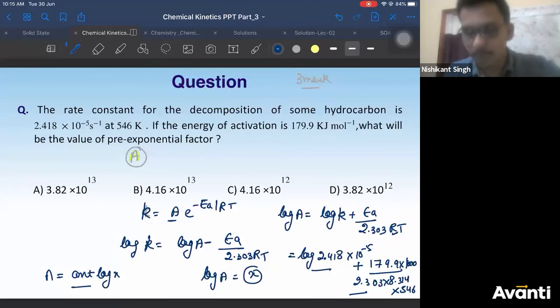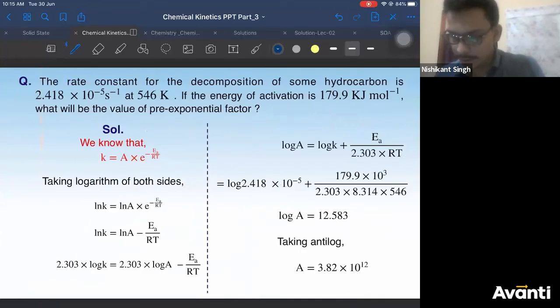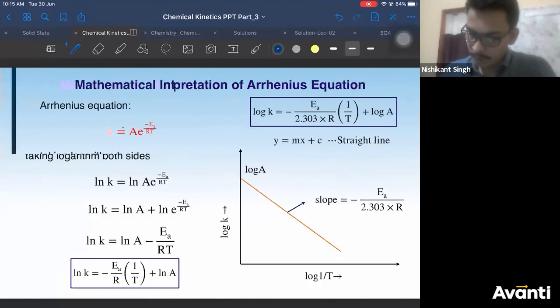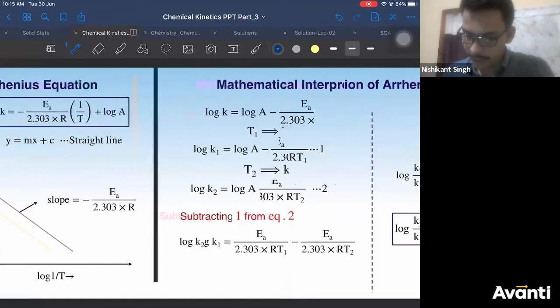So I'm not doing the calculation part here. You need to do the calculation part yourself, right? It is already done here and kept here. So log A will come out to be this much. Take anti-log on both sides. So you'll get this answer, right? Yeah. So now let us move ahead.